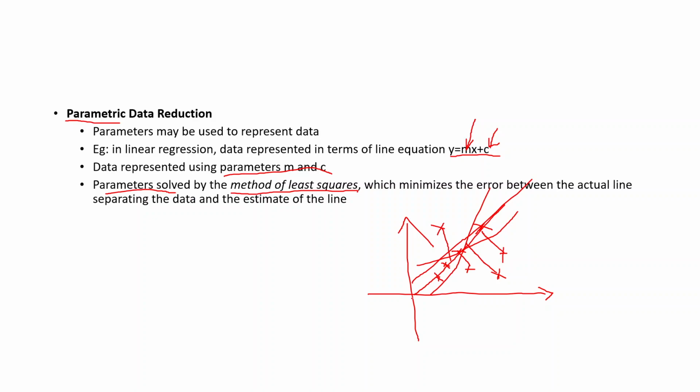So whichever line has the minimum error, that is what we choose as our representative line for the data, and you can use the m and c values of that line to represent the data. So that is what parametric data reduction is.